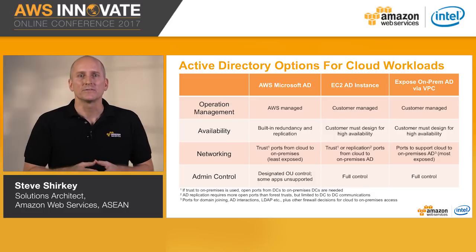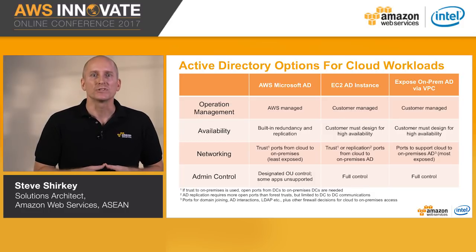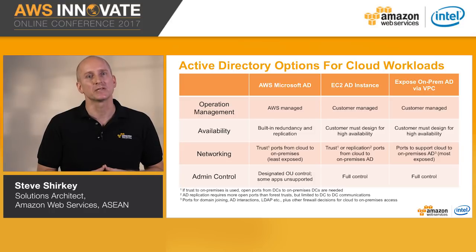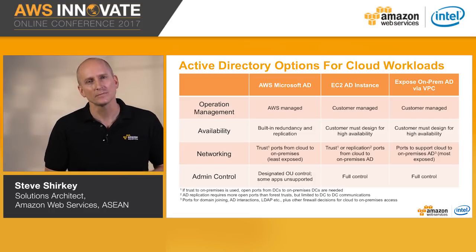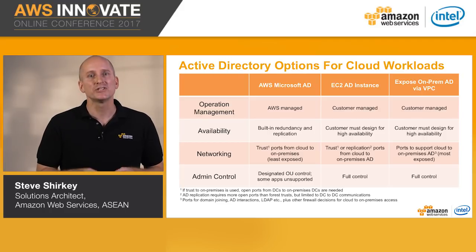Now let's talk about different Active Directory options and what the trade-offs are. First, let's look at operations management in the top row, starting with the on-premise AD on the right. In this scenario, you're managing everything. You manage the hardware, you manage the configuration, you manage the high availability, you are doing all of the work.